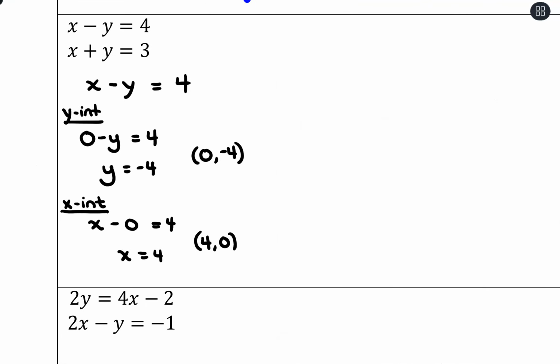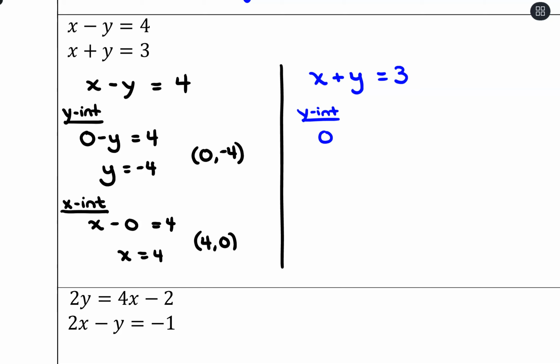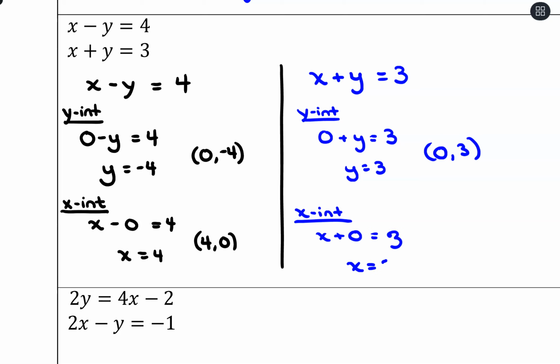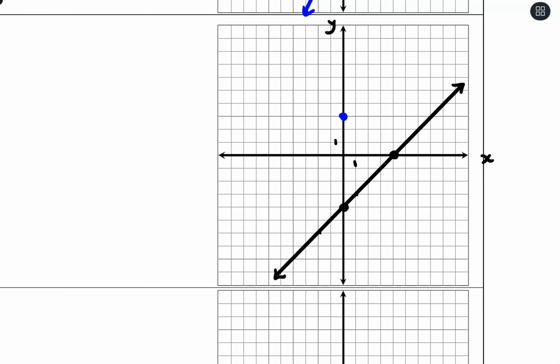Let's go ahead and do this with our second line. So x plus y is equal to 3. And let's start with our y-intercept. So plugging in x equals 0. So y is 3. So we have the coordinate 0, 3. And then for the x-intercept, we're going to have x plus 0 equals 3. So x is 3. So we have 3, 0. So 0, 3, 3, 0. Ooh, and this is going to get interesting. So you have a nice slope of -1 there.